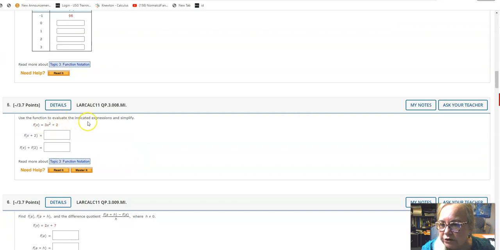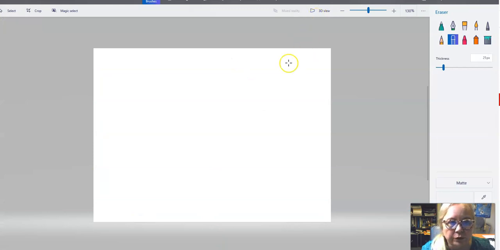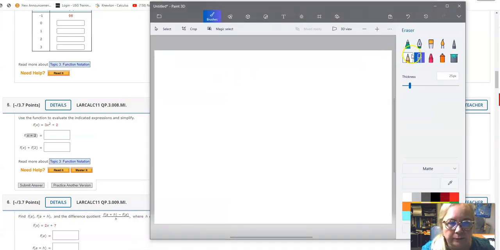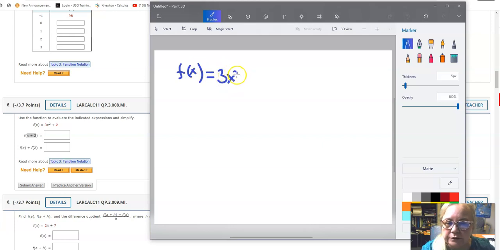Use the function to evaluate the indicated expression. Now instead of a number, you have to replace x by x plus 2. So how would it work? You copy the function, and I'll do it for you the first time. You copy the function here, f of x equals 3 times x squared plus 2.